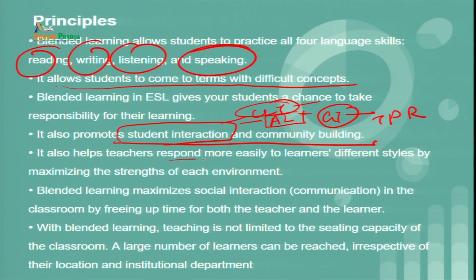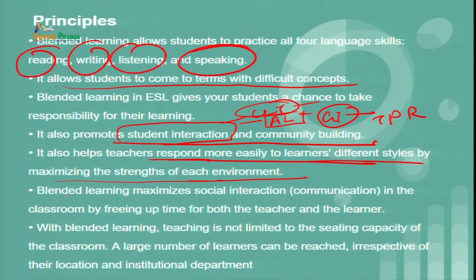So it also helps teachers respond more easily to learners' different styles, maximizing the strengths of each environment. So when we are not correcting them directly, in other words, if we are not asking the students to correct at the same time, then we are giving them the chance to find more confidence in them. And therefore, this method gives the learners the opportunity to work on their errors by having a sound understanding of their performance.